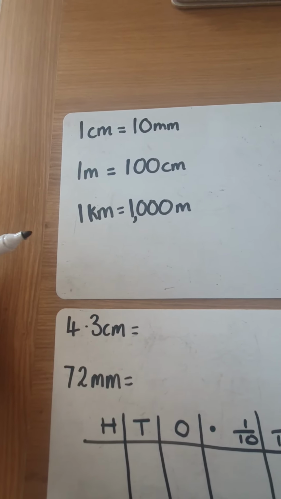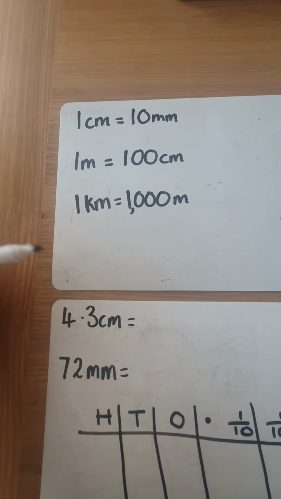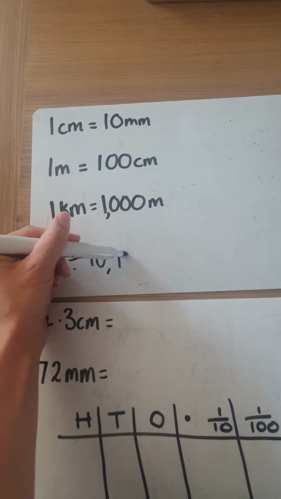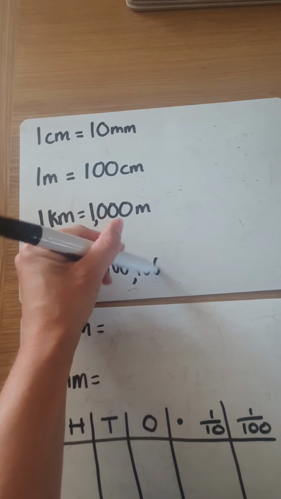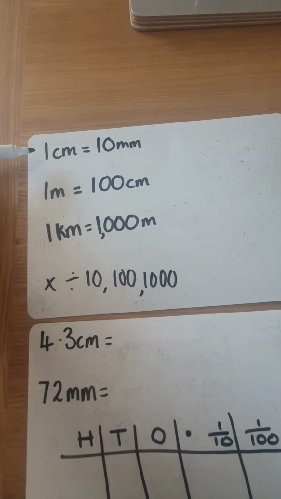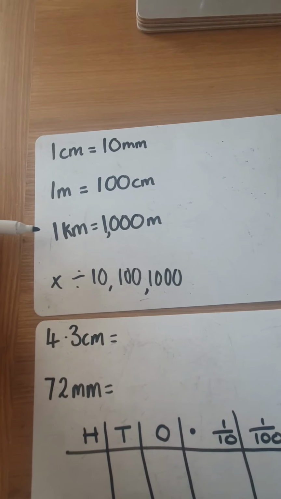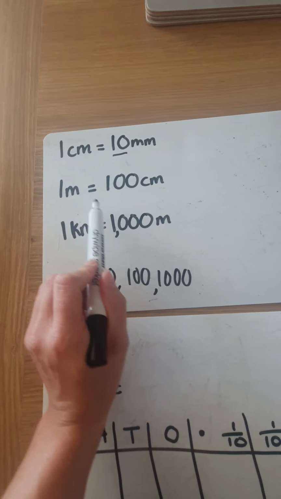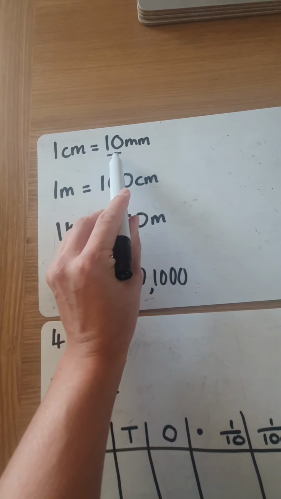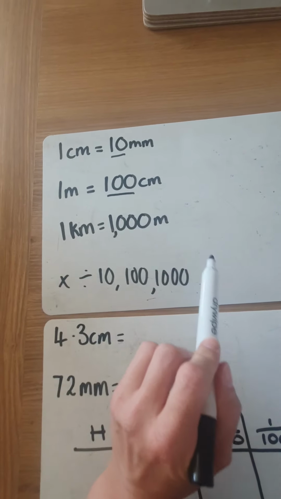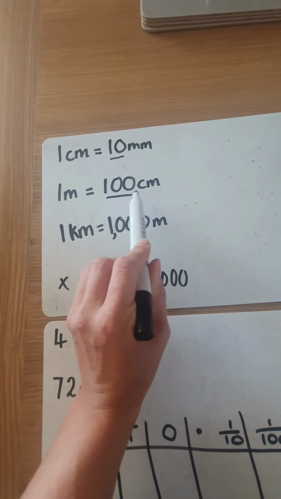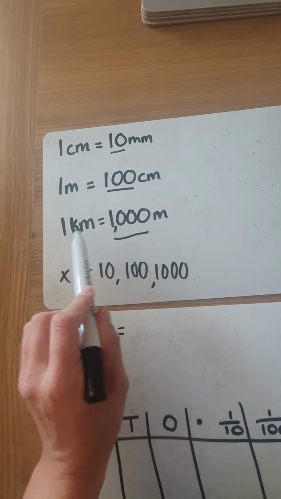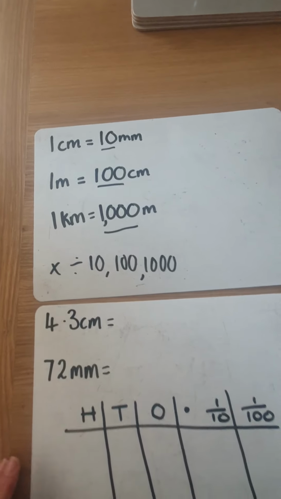So as I said on the website, it is going to be using our timesing and dividing by 10, 100 and 1,000. Now the units in these conversions show you what you're going to be timesing and dividing by. There are 10 millimetres in 1 centimetre, therefore you're timesing and dividing by 10. There are 100 centimetres here, therefore you are timesing and dividing by 100, and there are 1,000 metres here, which means you're timesing and dividing by 1,000. So we'll go through each of them.